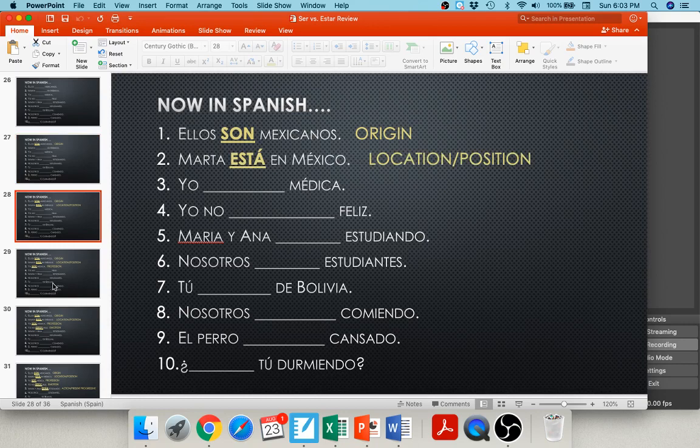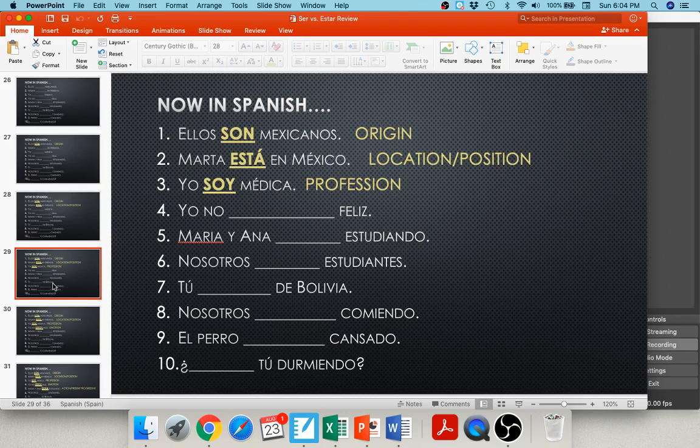Number 3 says, yo blank médica. Well, a médica is a doctor. Being a doctor, that's a profession, so we know we're going to use ser. We would say, yo soy médica. Okay, I'd like for you to take a moment. Please pause your audio and give numbers 4 through 10 a try for me. When you're ready, you can unmute.